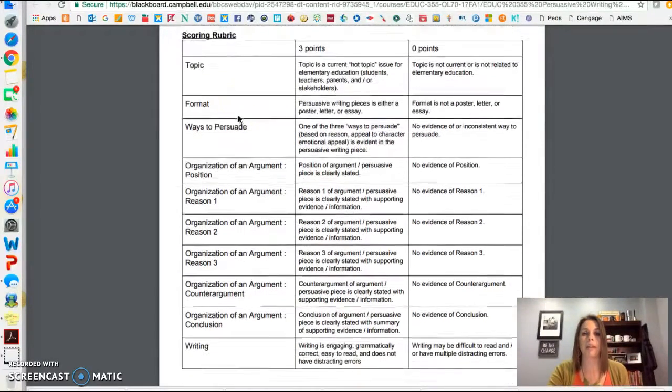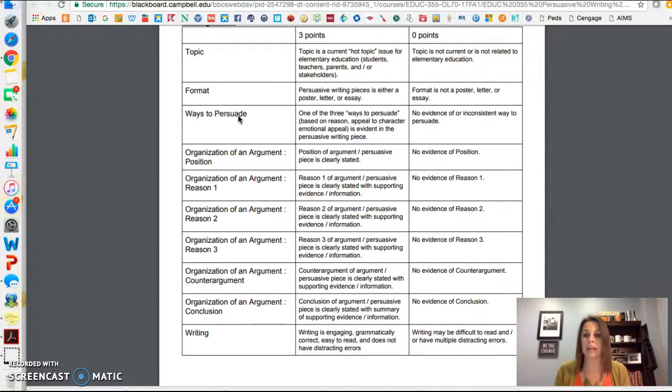So your topic is a current topic, so not something from 10 years ago like No Child Left Behind. We've had that argument and we've kind of legislatively moved past that, so that's not as relevant or as much of a hot topic issue right now. So something that's a hot topic for elementary education. It might be a hot topic for students or teachers or parents or stakeholders or everyone.